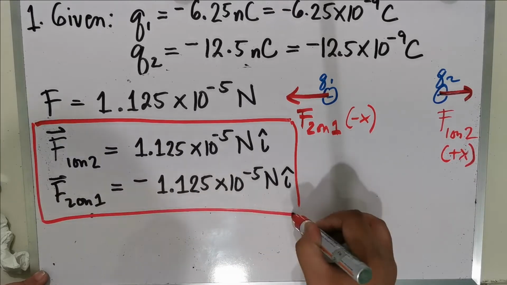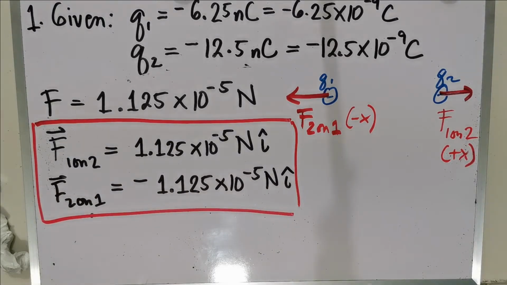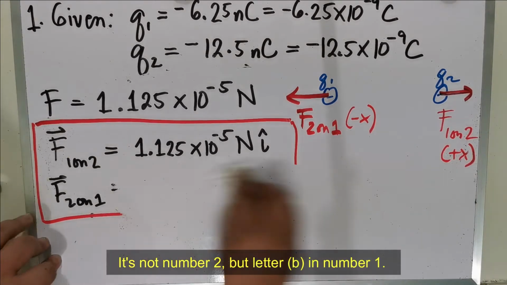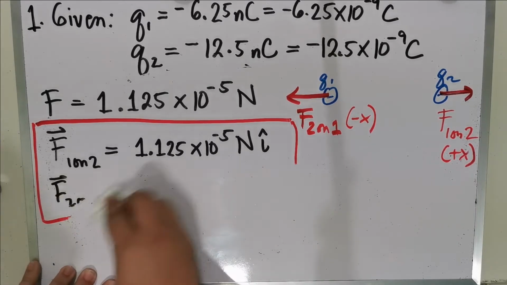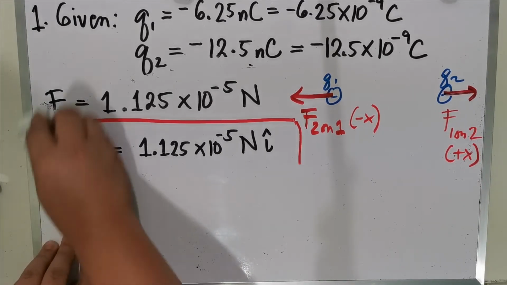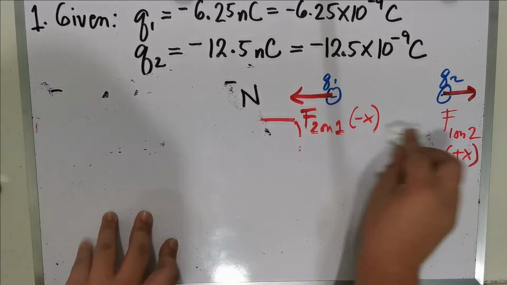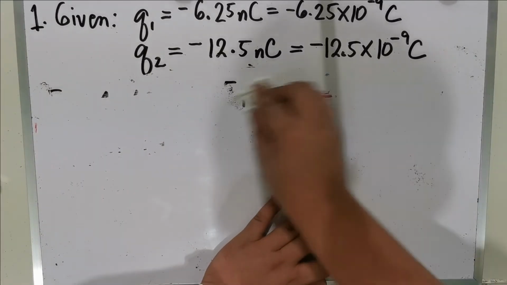These are the magnitude and direction of the forces that each charge exerts on each other. In number 2, what we have is that you are to find the net electric field these charges produce at point P as shown in the figure.